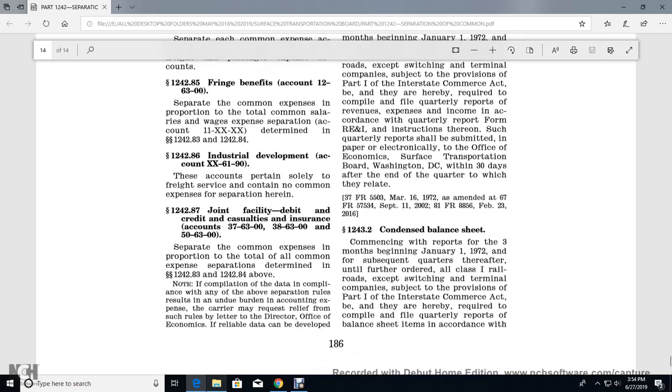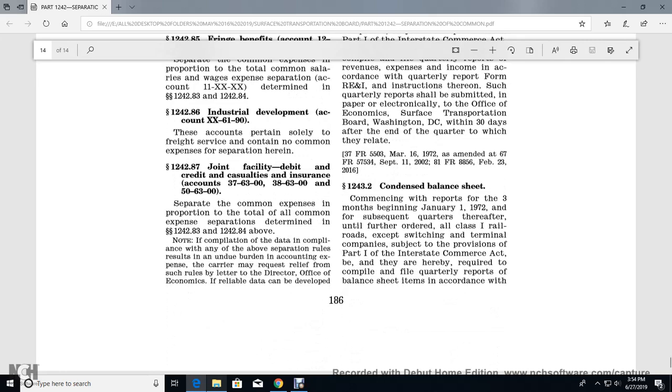1242.86 Industrial Development accounting XX 6190. The accounts pertain solely to the freight service that contain no common expense with the separation herein. All right, 1242.87 the joint facility debit and credit casualty insurance accounts 37.63.00, 38.63.00, 50.63.00, separate the common expense in proportion to all of the common expense separation determined in 1242.83 and 1242.84 above.